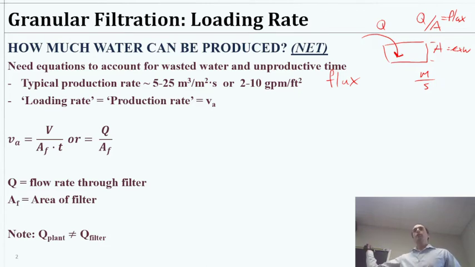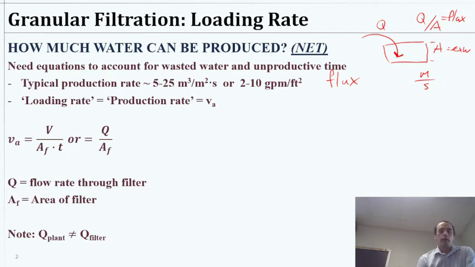That gives us a convenient number to use when we're scaling it, to say, oh, well, we have 20 of these filters in this ginormous treatment plant. Each of them are 100 square meters. So therefore, we're producing 20 times 100 times, I don't know, 5 cubic meters per square meter per second. So we could do that multiplication and scale it very easily based on how much filter area we have.